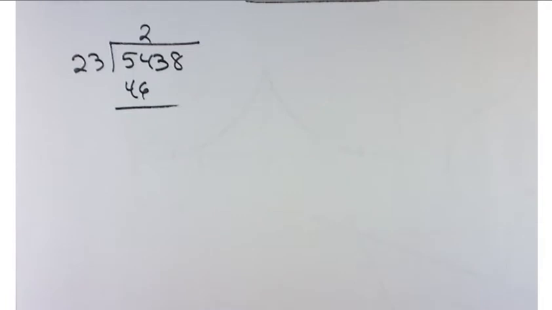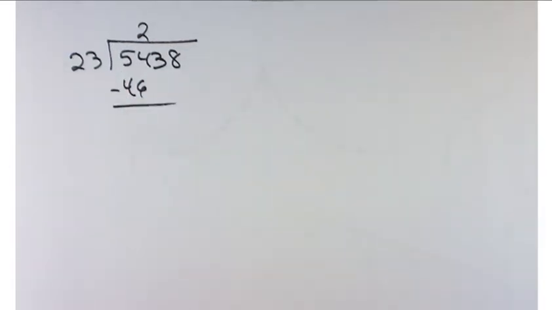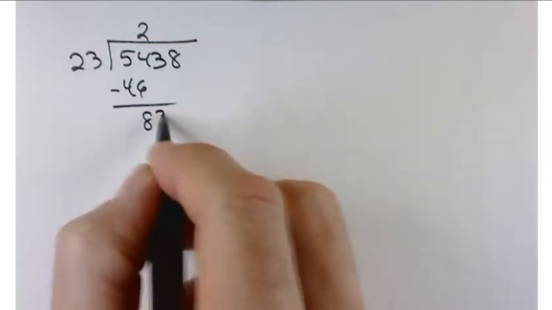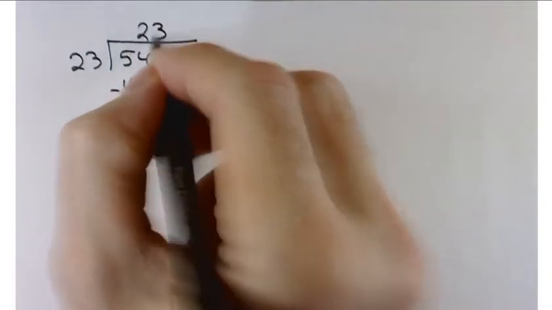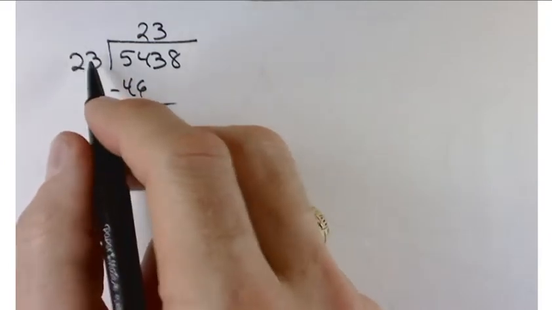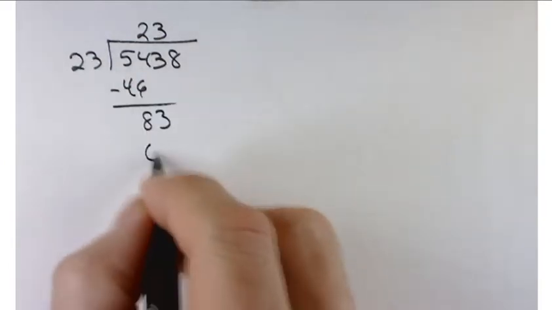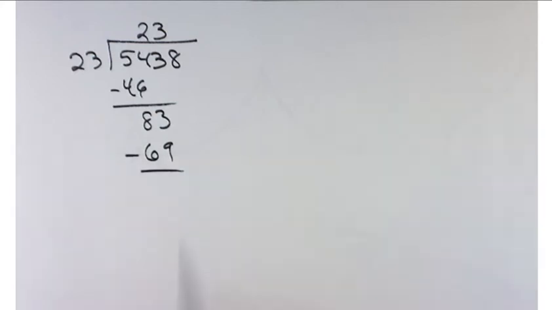So figure out, then multiply. Now what? Subtract. So we're going to subtract these two here. That'll give me an 8. Bring down the 3. Then this process repeats itself. How many times does 23 go into 83? 3. 3 times this, our multiplication step is 69. Then we have another subtraction step. Subtract, we get 14.